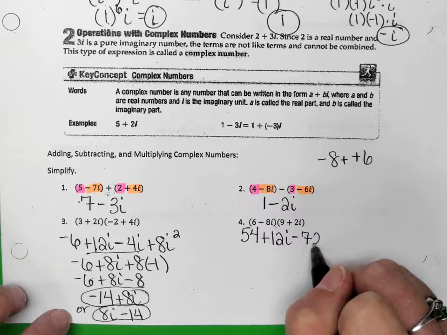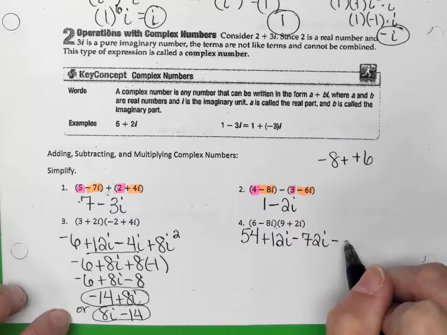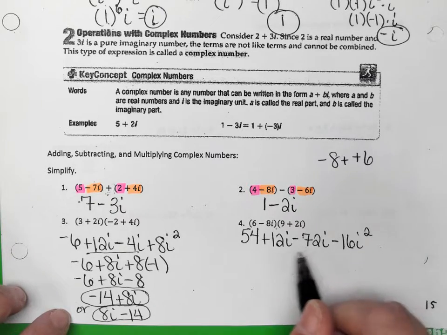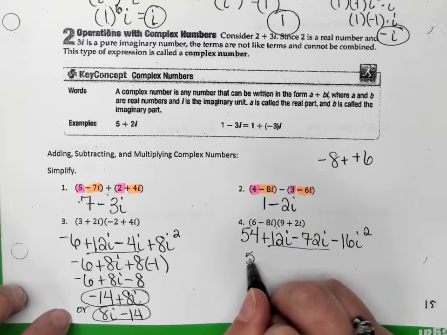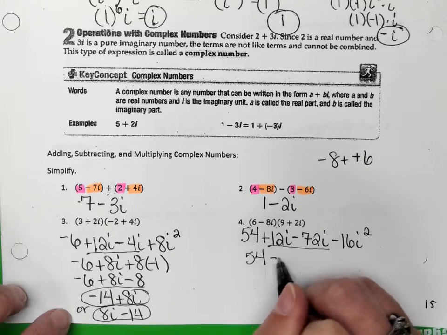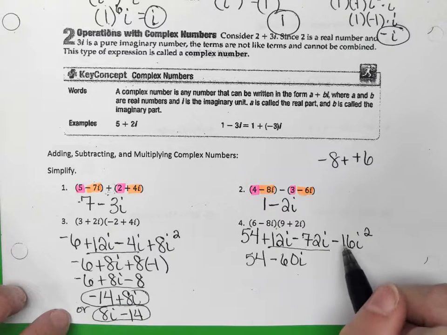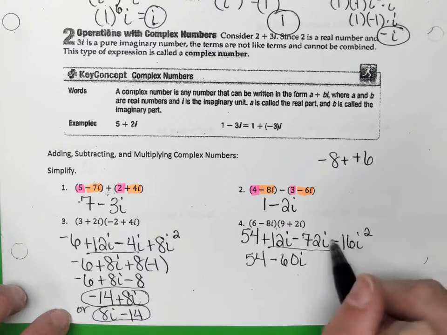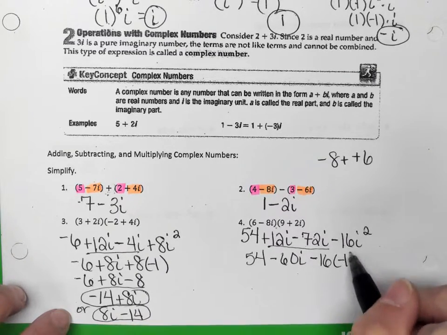Negative 72. There you go. What's my last? I squared. Perfect. All right, so I'm going to combine 12 and negative 72. How much is that? Minus 60i. There you go. It's negative 60. Now look, if you can go ahead and say i squared is negative 1, right? If you can go ahead and say plus 16, then do it. But I got to write this step for people that need it.